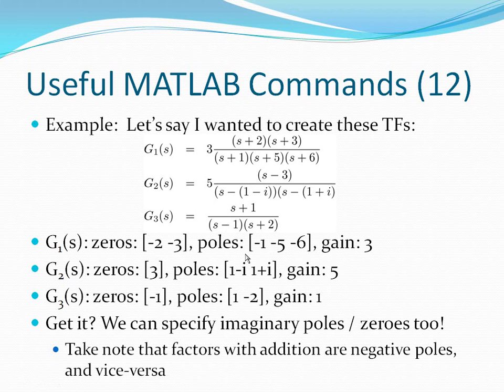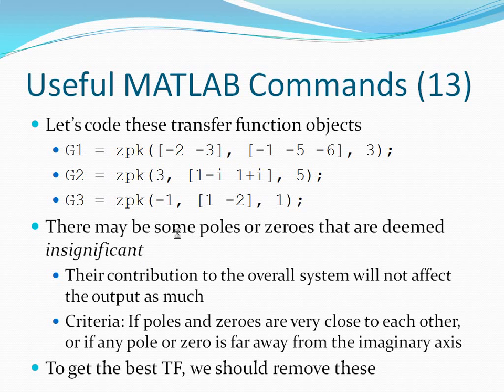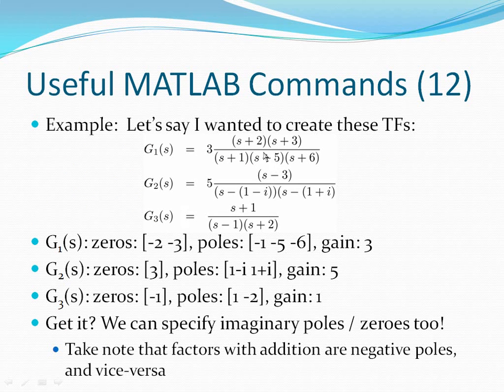You have to take note of the factors, with addition. What this is saying is that you have to be sure that whatever you see, the sign is the opposite. So when you have a plus 2 here, this is a minus 2. You have a plus 3, this is a minus 3, and so on and so forth. Okay. Actually, one more thing. If you wanted to specify multiple poles, let's say you have s plus 2 to the power 3, you're going to do minus 2, minus 2, minus 2. So you have to specify as many poles as you have repeated. All right? So let's call these transfer function objects.